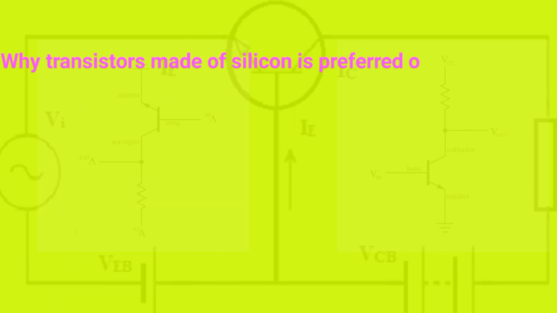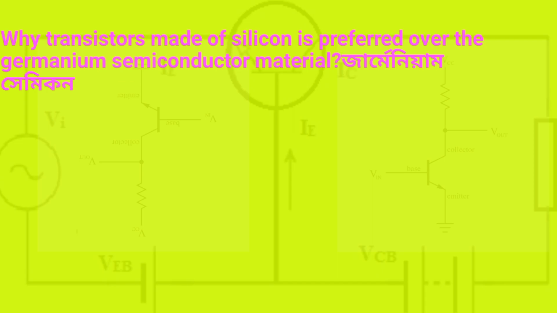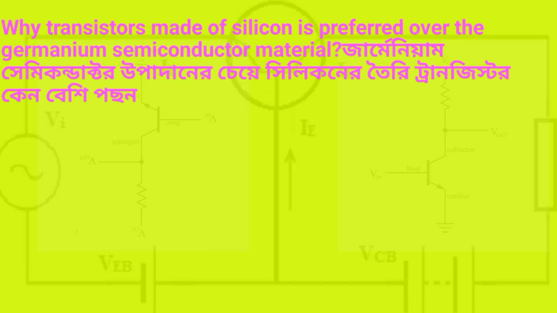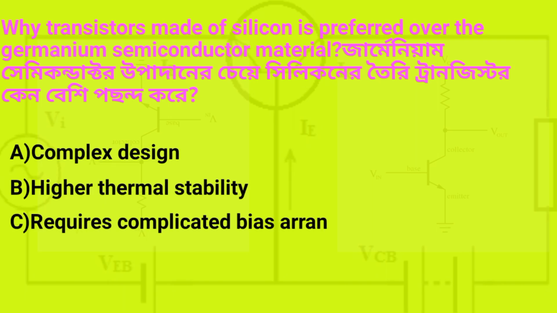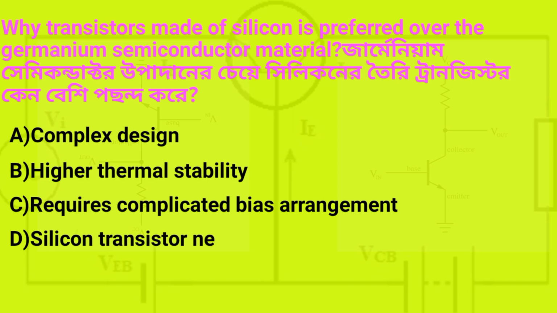Why is a transistor made of silicon preferred over the germanium semiconductor material? Option A complex design, option B higher thermal stability, option C requires complicated bias arrangement, option D silicon transistor needs low cut-in voltage.